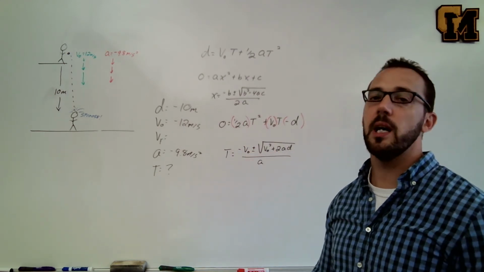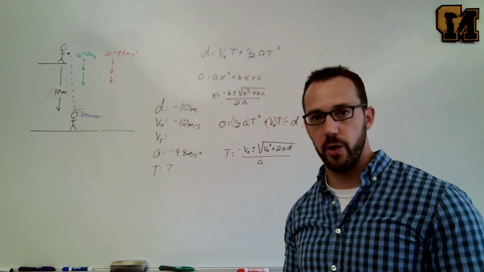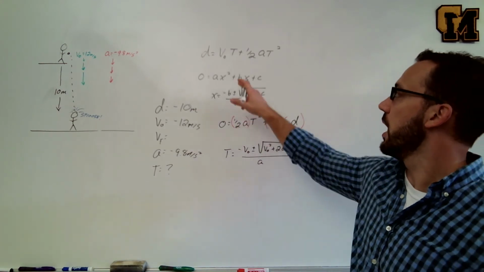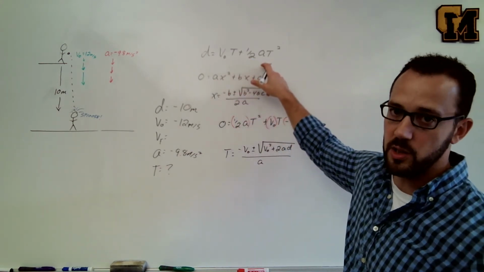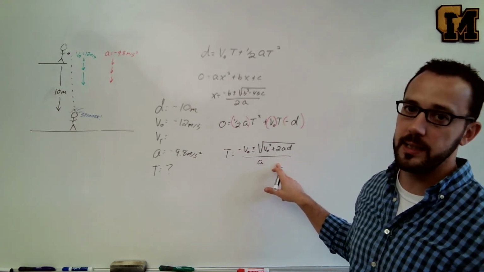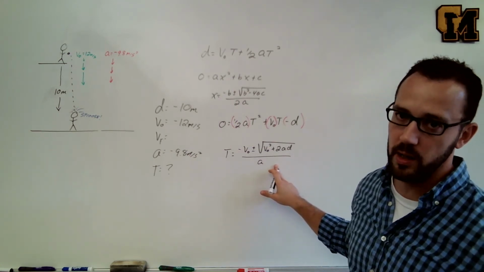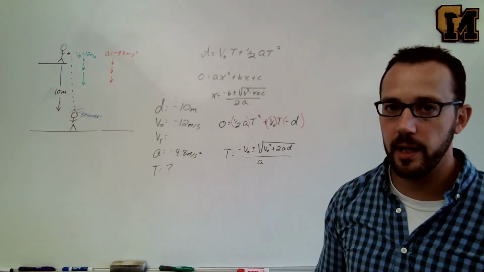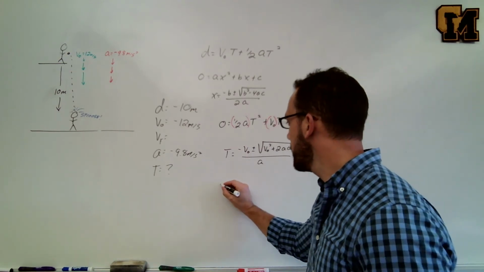So anytime that you have to do the quadratic formula for the third kinematics equation of d equals v naught t plus 1/2 a t squared, this is going to be the way it looks. If you want to write that down on your equation sheet, you're more than welcome to do so. Now we can plug in our numbers and we can solve some stuff.